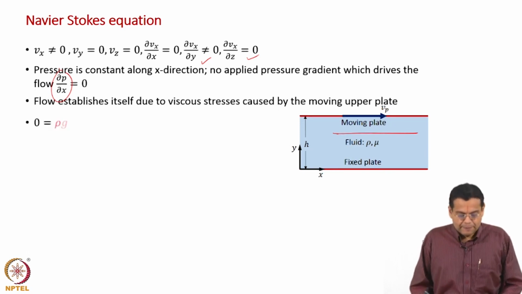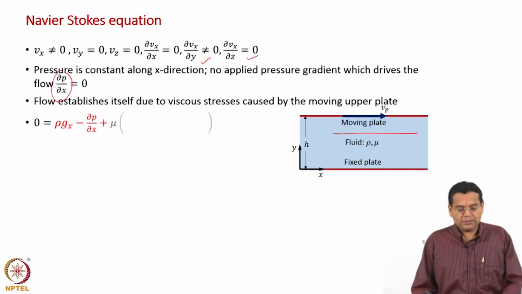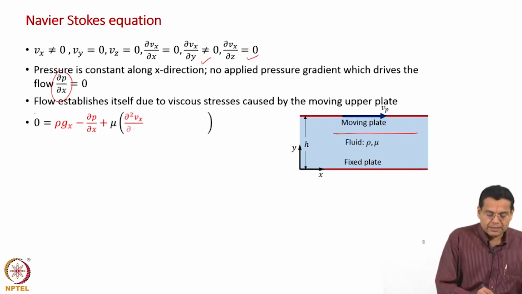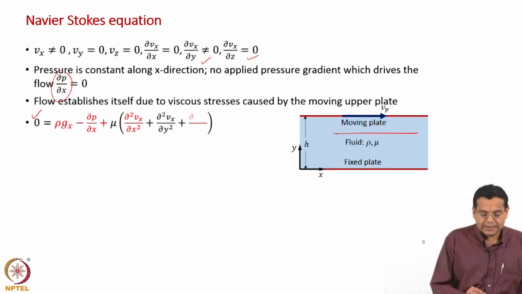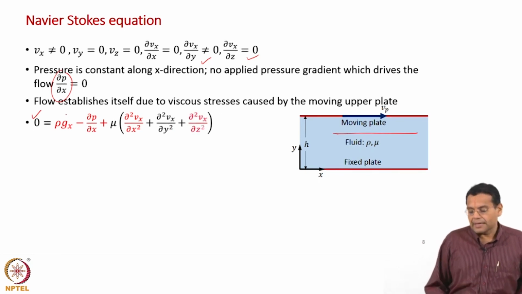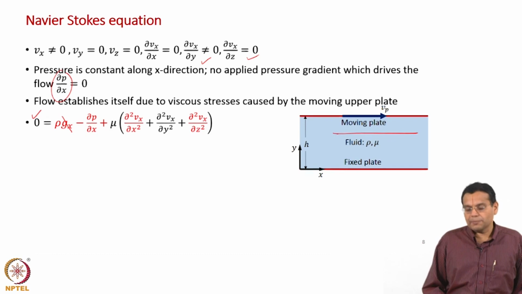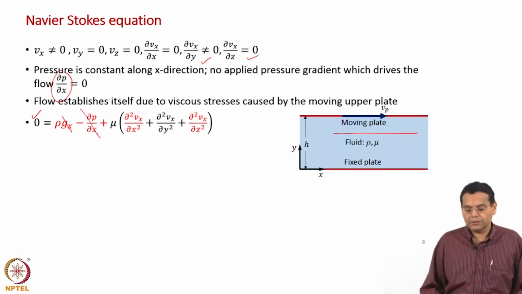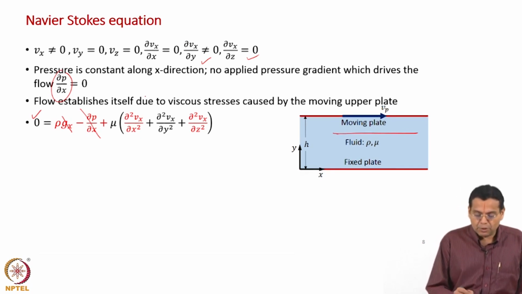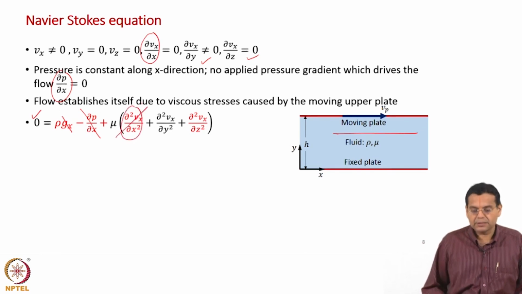So, now let us see what happens to the right hand side. Left hand side we have already seen that it vanishes, it becomes 0. Right hand side we have rho g x, and gravity acts along the y direction. So, g x is 0, and because there is no applied pressure gradient along the x direction, dou p by dou x is equal to 0. Now, let us come to the viscous terms. Now, dou V x by dou x is equal to 0. So, the second derivative is obviously 0.